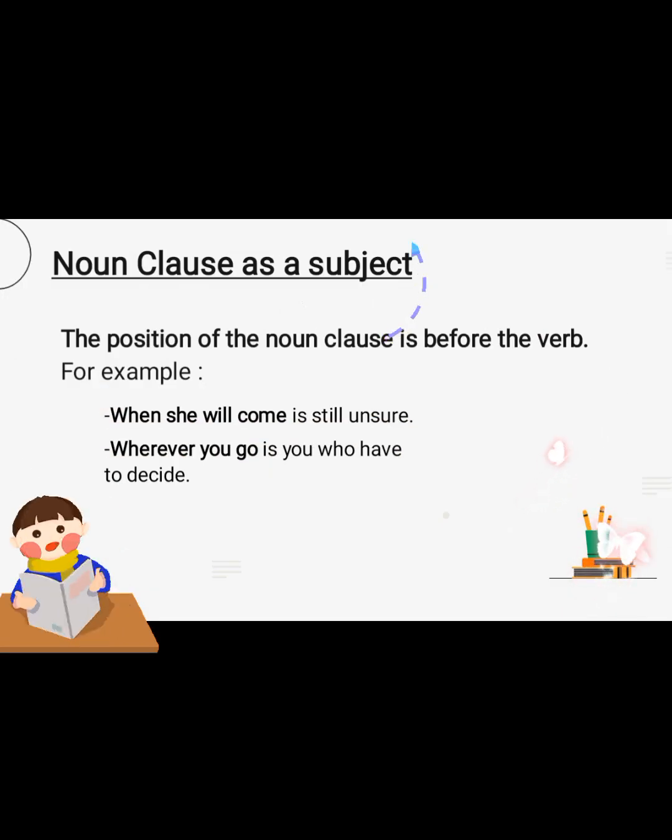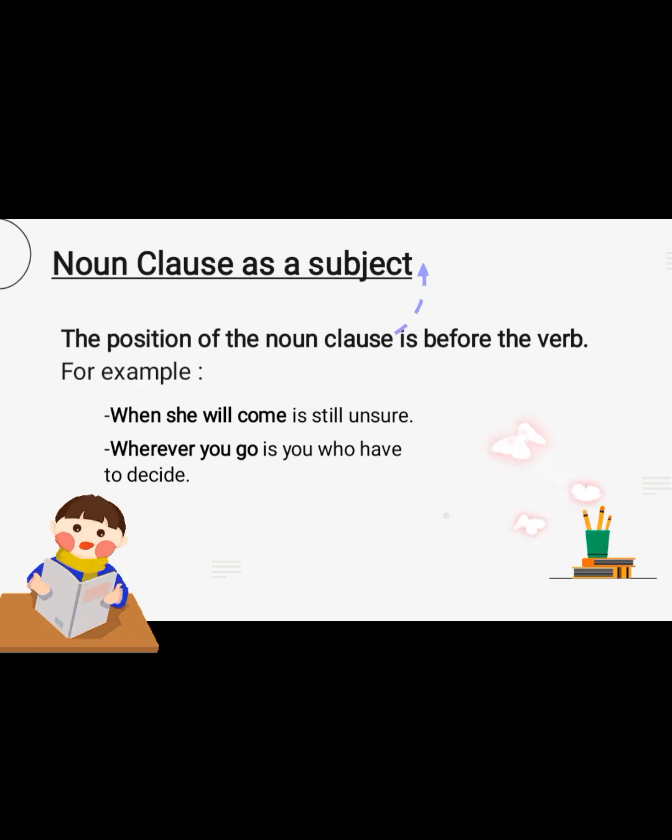In fact, as long as the presence of nouns and pronouns in a sentence is sufficient, the existence of a noun clause is not really needed. A new noun clause is needed if a sentence requires more information to be understood. For example, when she will come is still unsure, and wherever you go is something you will have to decide.